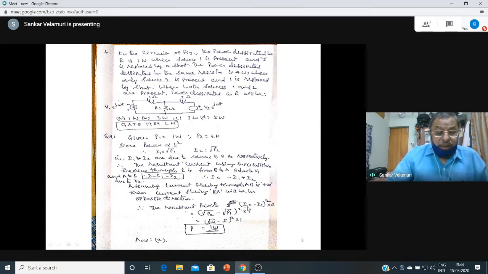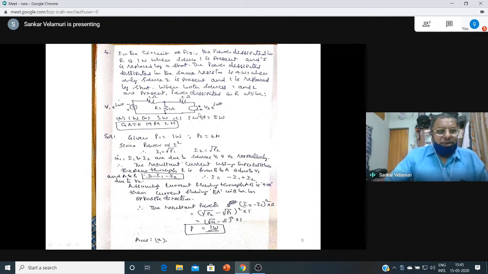So I cannot write P2 minus P1 whole square. That is the only essence to say in this particular one. Right? It is only I2 minus I1 whole square into R, R being the same. That is 1. So P2 is 4, so square root of P2 is 2. P1 is 1, so square root of that is 1. So 2 minus 1 whole square is 1. So it is only 1 watt.